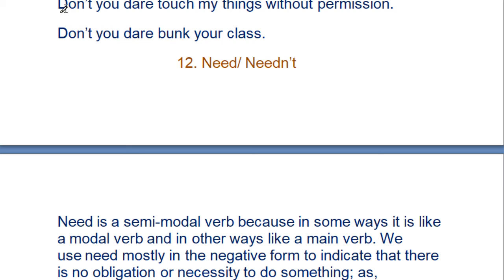Next example is don't you dare touch my things without permission. Here also dare acts as a modal verb. Don't you dare bunk your class. Here also dare works as a modal verb. So a modal verb is always followed by a bare infinitive.